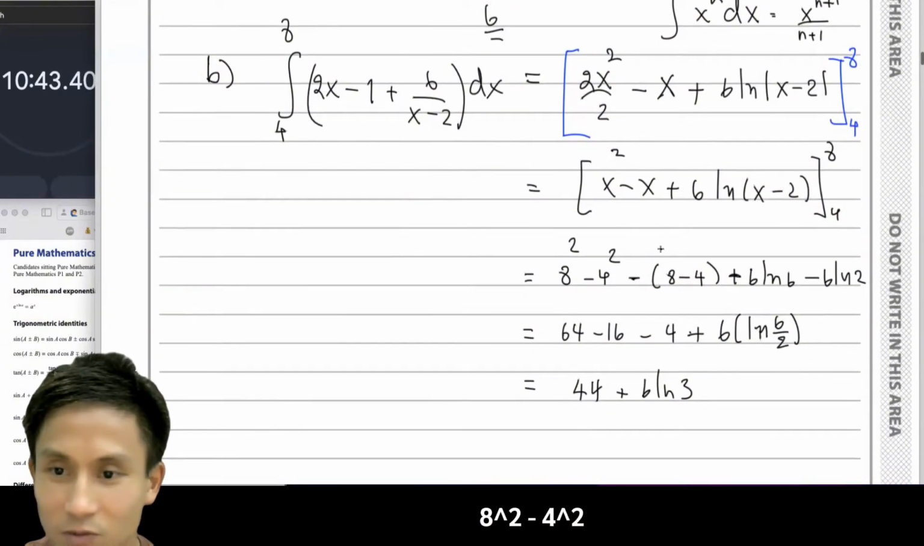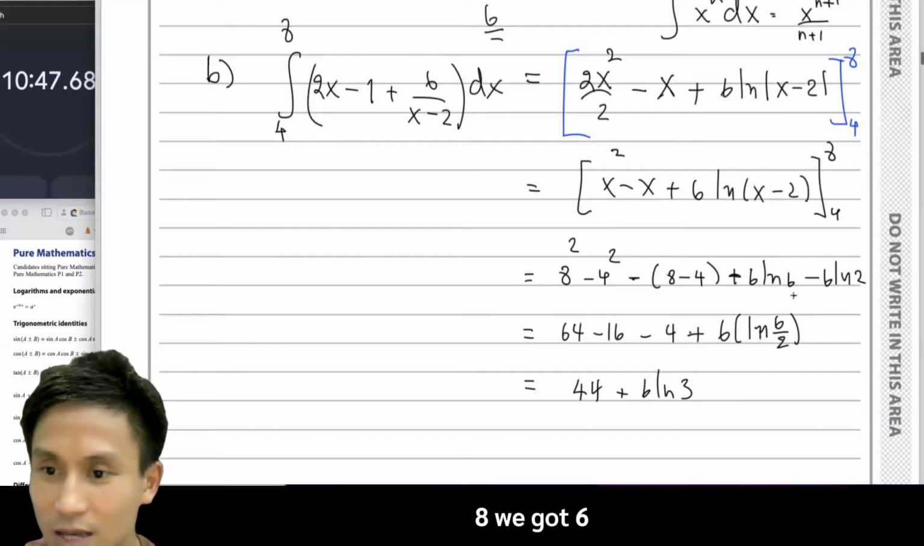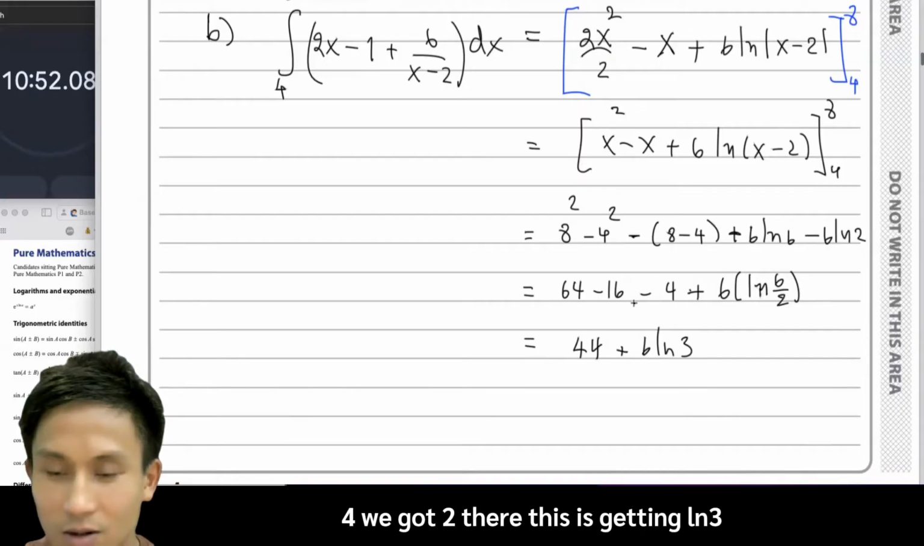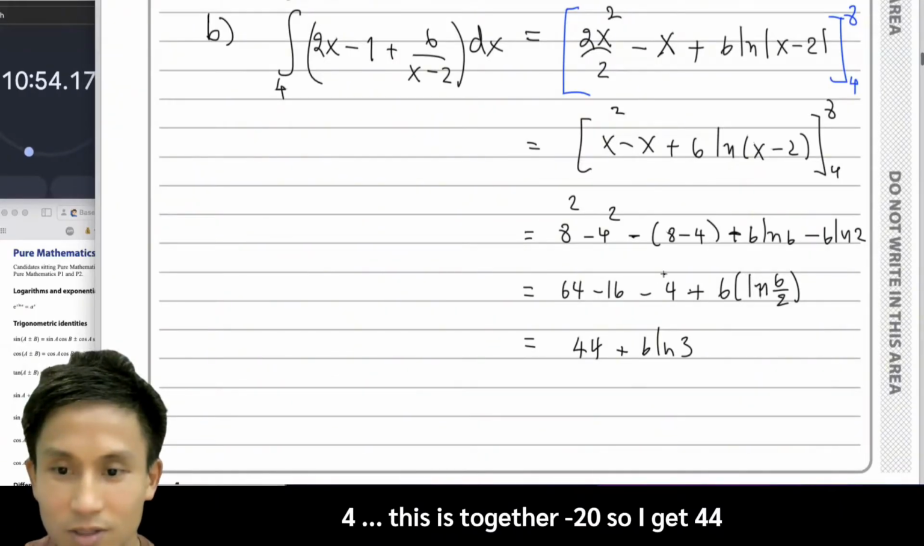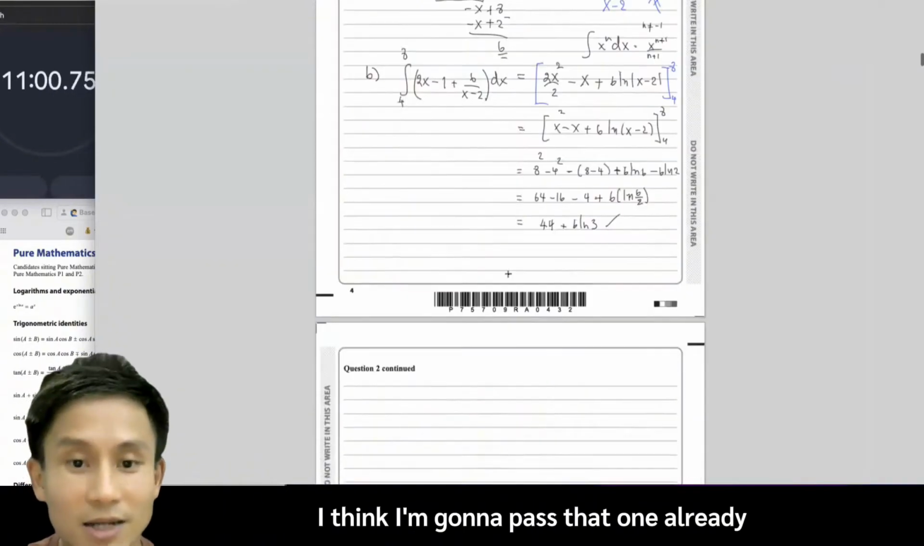8 to the 2 minus 4 to the 2. And then I do this part, 8 and 4. For 8, we got 6. For 4, we got 2 there. This is getting ln 3, times 6. This is together minus 20. So I get 44. That should be fine, guys. I think I'm going to pass that one already.